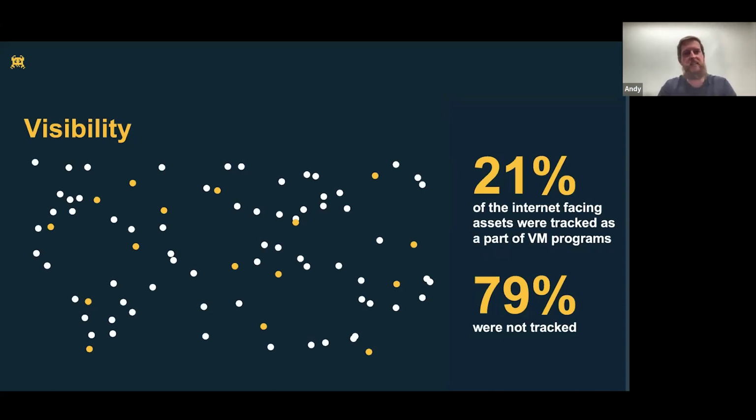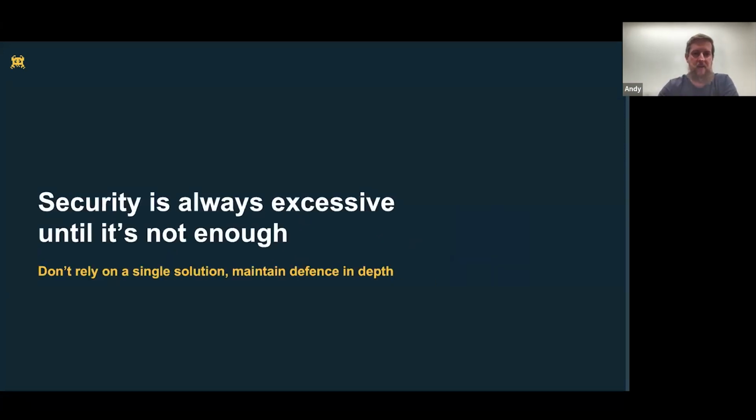So really, if you're going to try and avoid any of these problems that we're seeing, the first step is visibility: where are my APIs? Where can I find them? How do I start to get them included in my vulnerability management process? Second one is, don't rely on a single solution. Yes, you can do vulnerability scanning, but that's not the be all and end all.